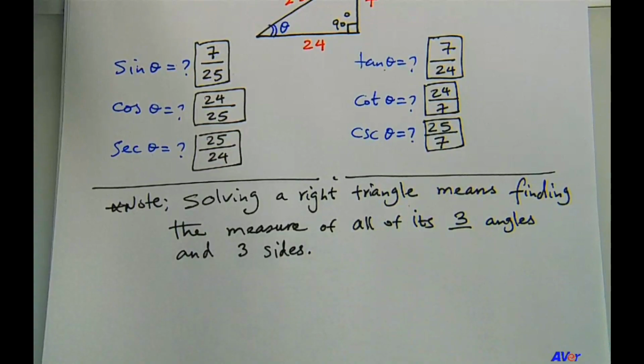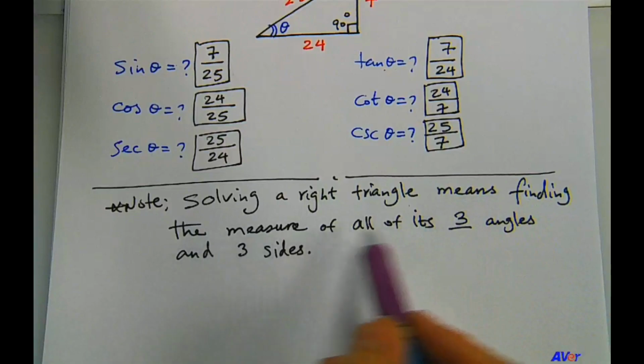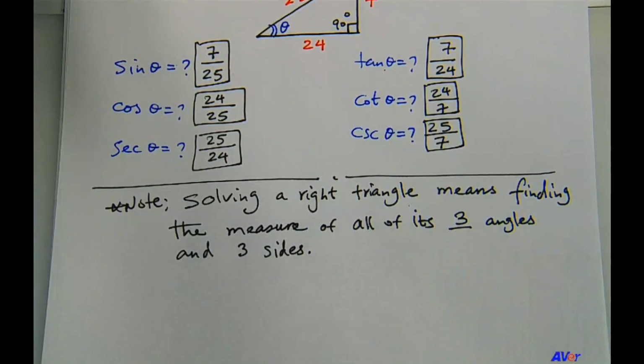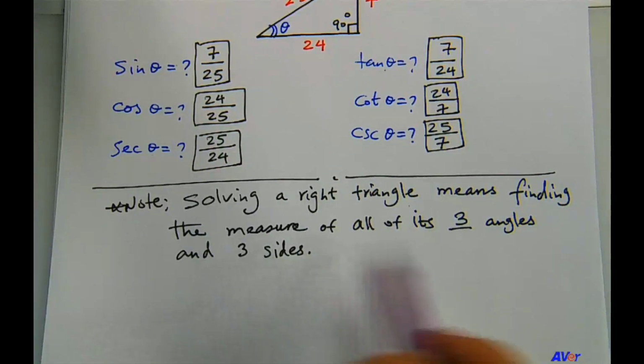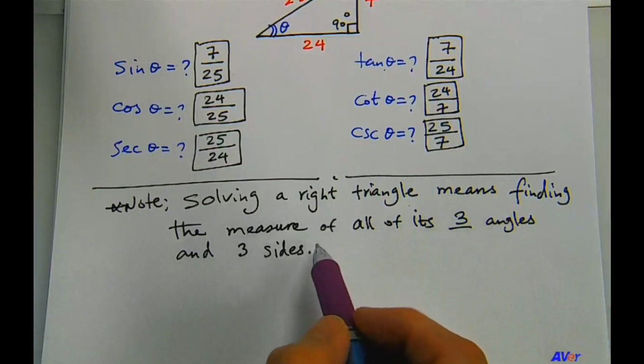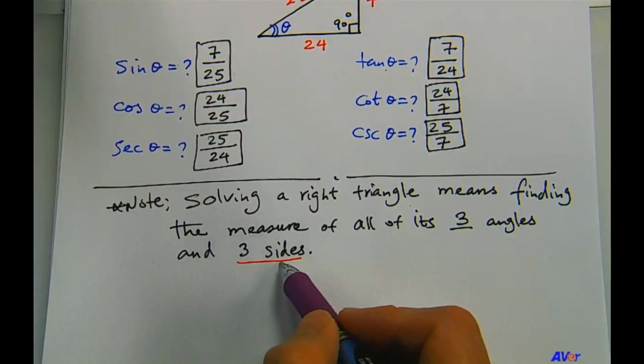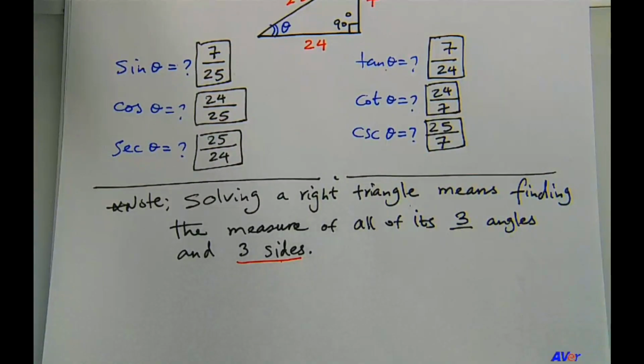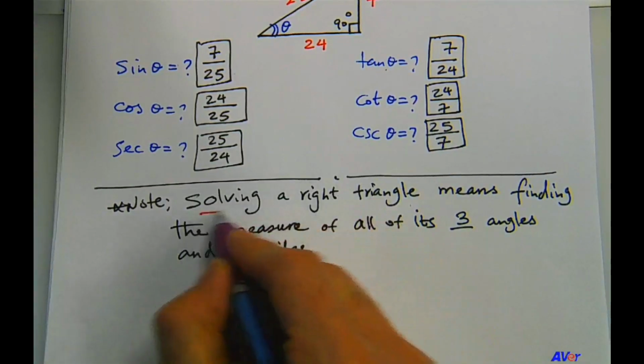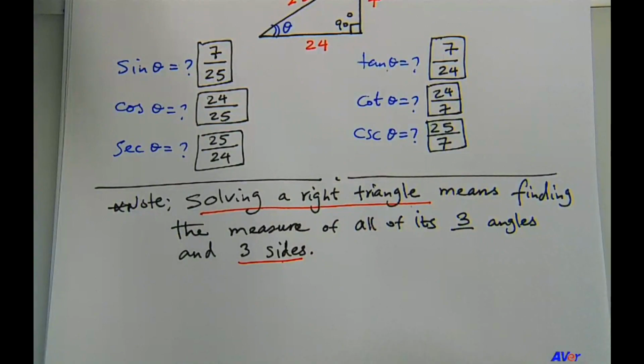So we're quite familiar with what solving an equation means, right? But solving a right triangle means that we need to find the measure of all of its 3 sides, how long they are, and also the 3 angles. So how long the sides are and what's the measure of each angle. That's what it means to solve a right triangle, like that. Okay, so let's do an example on this.